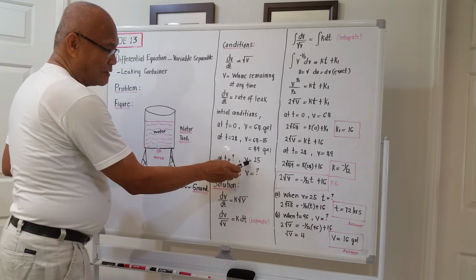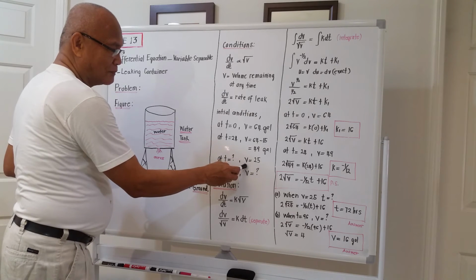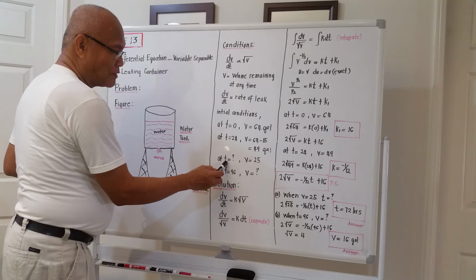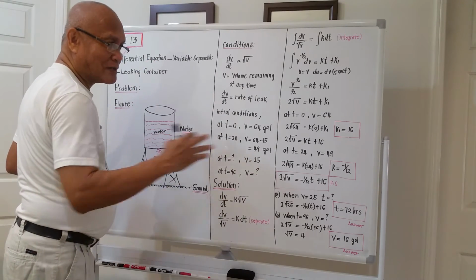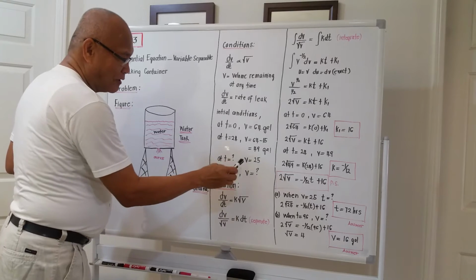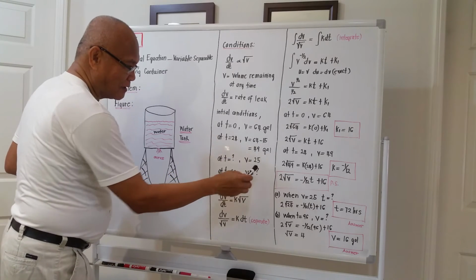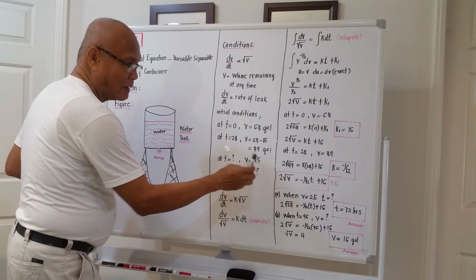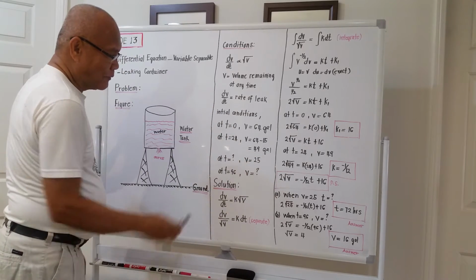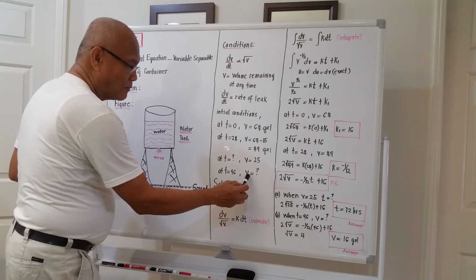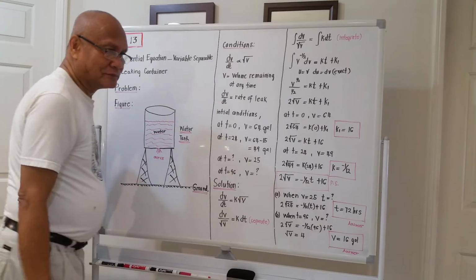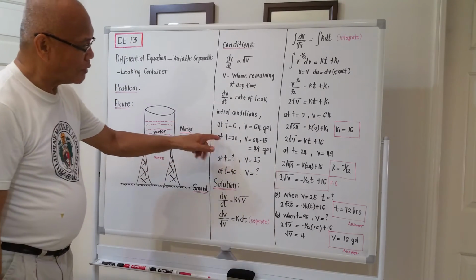When the volume inside the tank is 25 gallons, what will be the elapsed time? After how many hours will the volume inside the water tank be 25 gallons? And the next question is, after 96 hours, how much is the volume remaining inside the tank? So actually we have two unknowns over here.